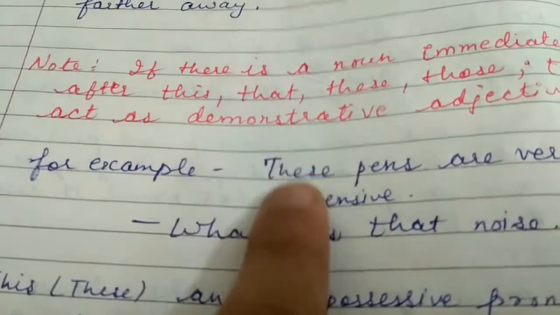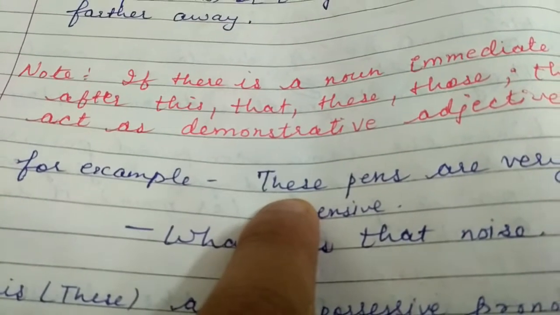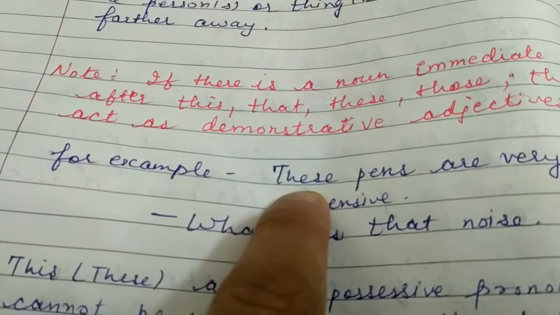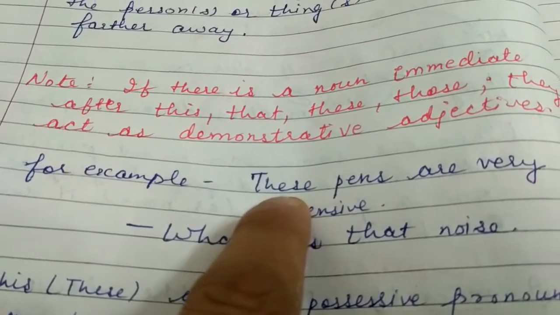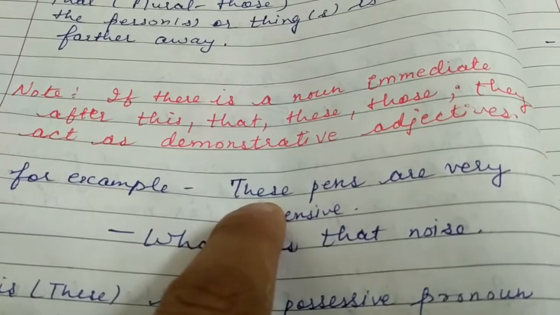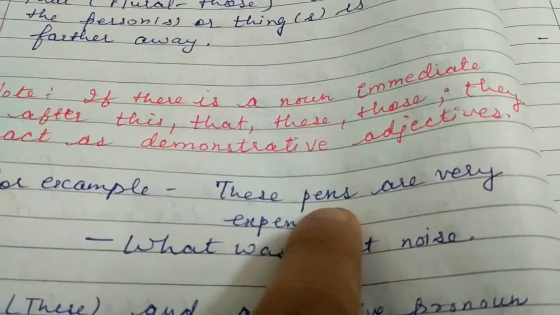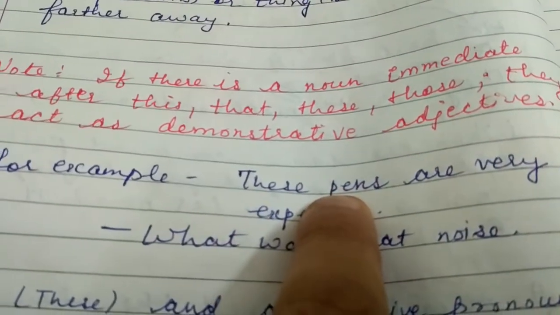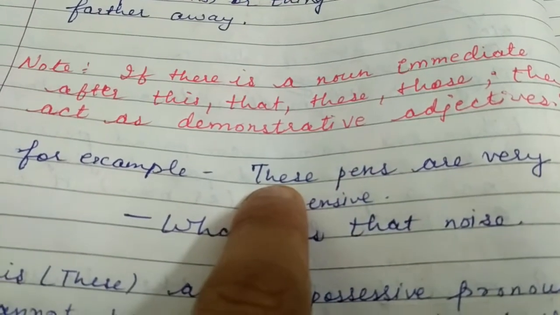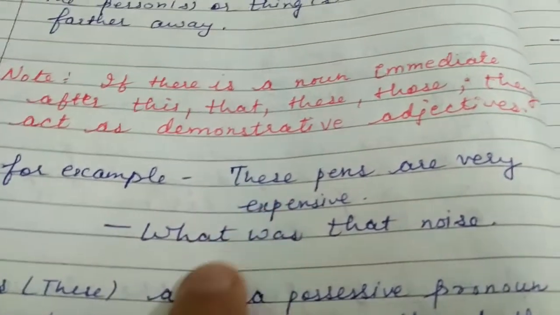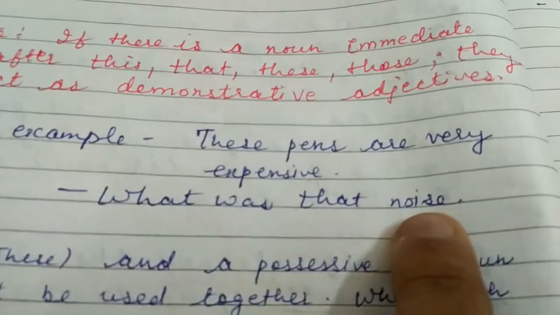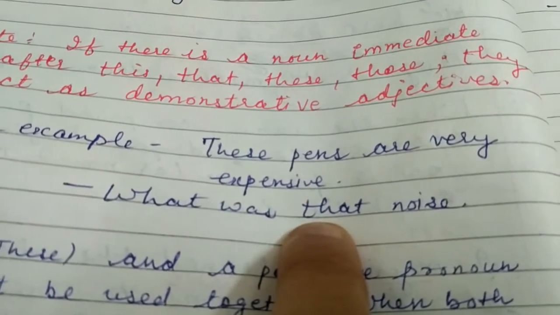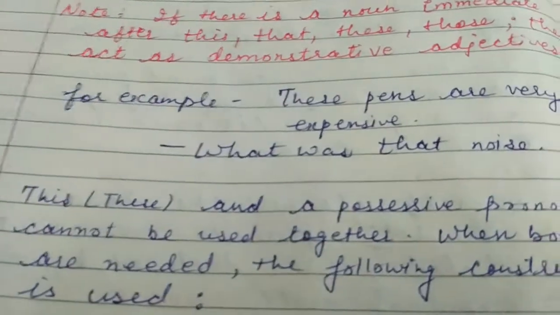Not every time will these act as a pronoun. Some students just check these and say, this is these here, so that is a pronoun. So it is not always true. You have to see whether there is any noun nearby or not. If it is without a noun, that is a pronoun. If there is a noun with these, then that is not a pronoun, it is a demonstrative adjective. Another example: what was that noise? Noise is here a noun, so that is working again as a demonstrative adjective. So please take care of this thing.